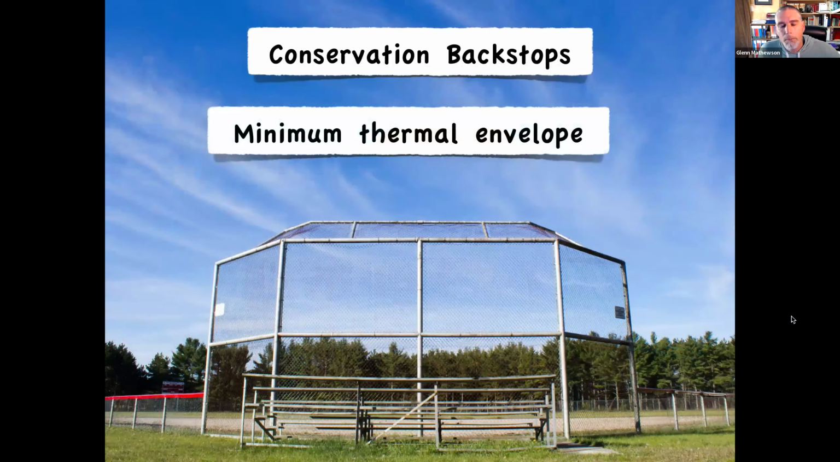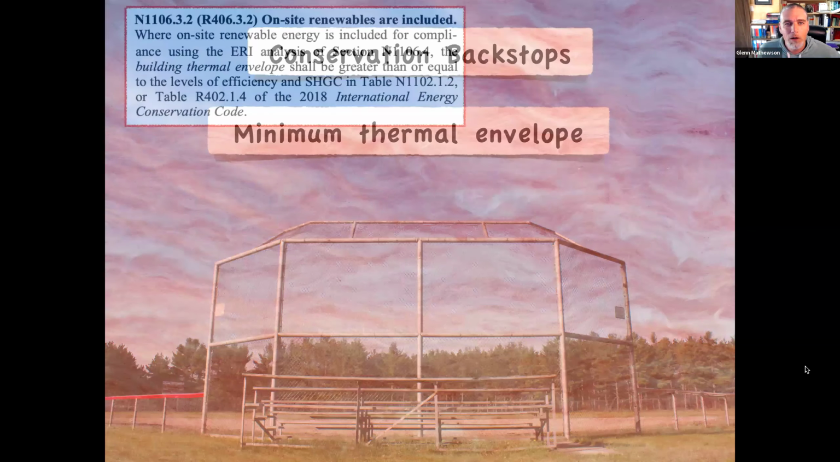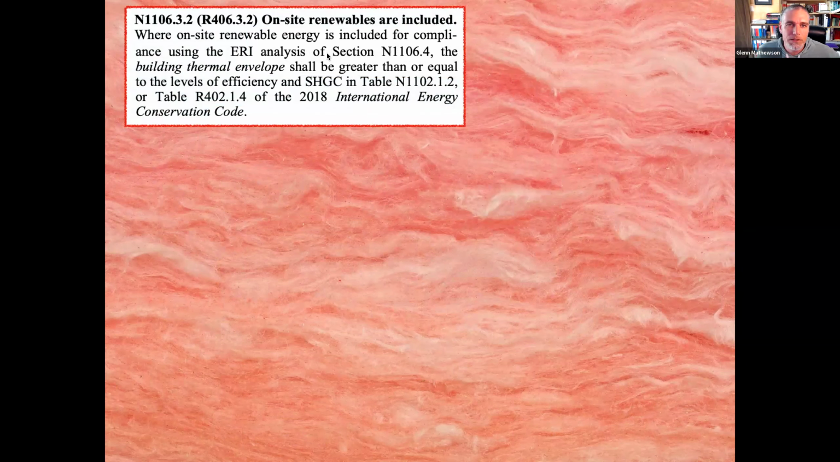So we get backstops, conservation backstops, right? I like the baseball field because it's like throw the most wild and crazy pitch you can come up with, but keep it in the game, right? You still got to be over the whatever. I don't play baseball. Where the batter is, the home plate. All right. So what are some of these backstops? We can hop in here and see on-site renewables. If we're using this ER method with on-site renewables, it's going to tell us, hey, that building thermal envelope, though, there's still a minimum it's got to be.